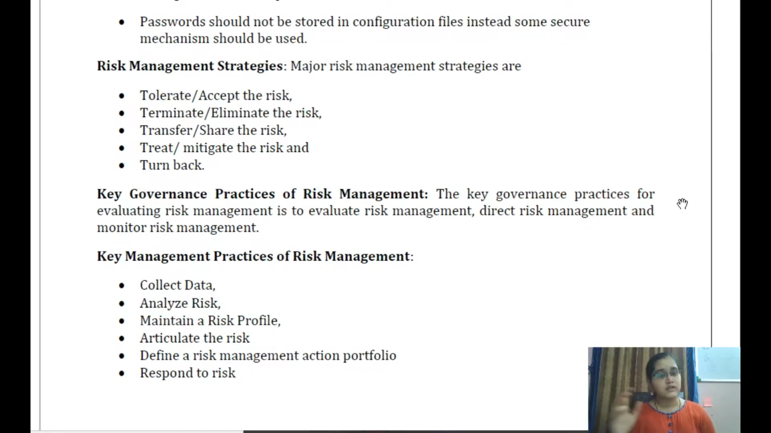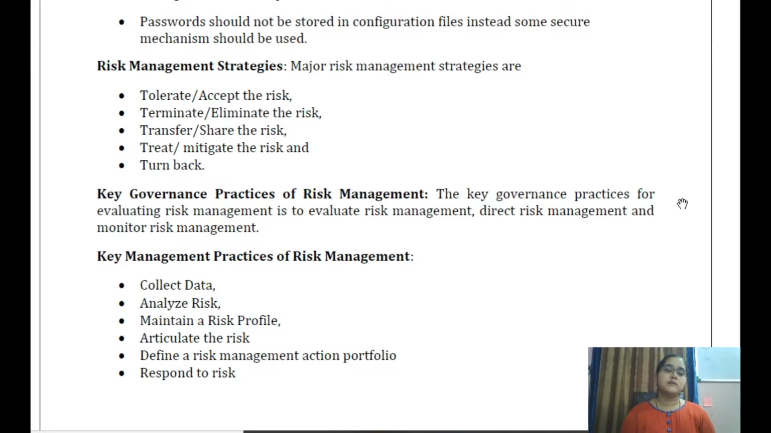Therefore, you can transfer or share the risk to a third party, and you can even take insurance for these matters. Then treat or mitigate the risk. If it's possible to apply certain controls and try to mitigate the impact of the risk, it can be done. Therefore, treat or mitigate is one of the risk strategies.